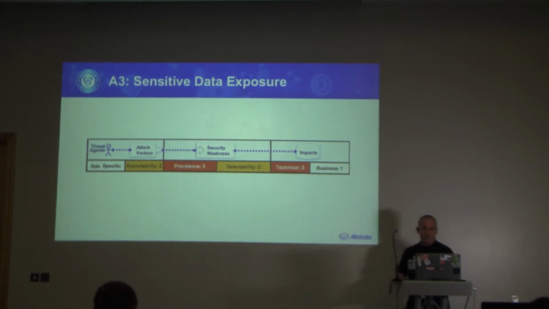Number 3 is sensitive data exposure. It has actually moved from 6 down to 3. A lot of the reason for this was the GDPR, as well as there was a major Equifax leak. So there was a lot of data leaked out.